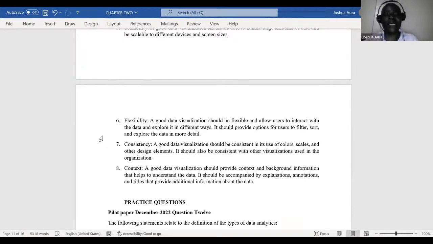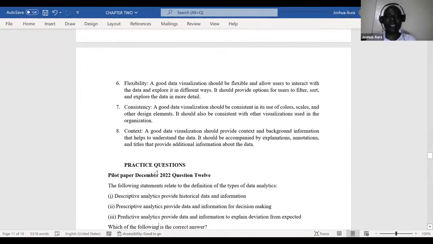Corporate color. Context: a good data visualization should provide context and background information that helps to understand the data. It should be accompanied by explanations, annotations, and titles that provide additional information about the data. Great.